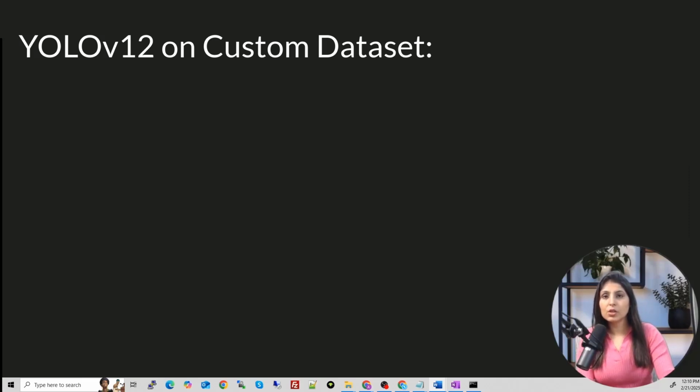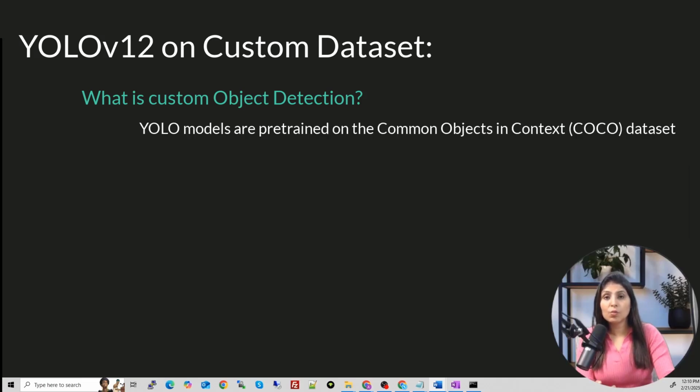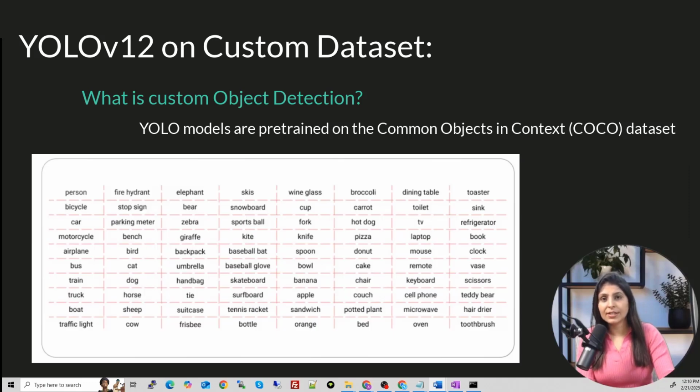So guys, in today's video we will see how we can perform object detection on a custom dataset using YOLO V12. Custom object detection means training an object detection model to recognize specific objects that are not included in pre-trained models. We have seen that whenever any new model comes, it comes with a pre-trained model, and that pre-trained model is mostly trained on the COCO dataset, and the COCO dataset has 80 classes.